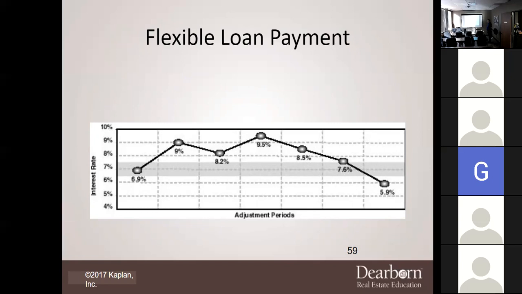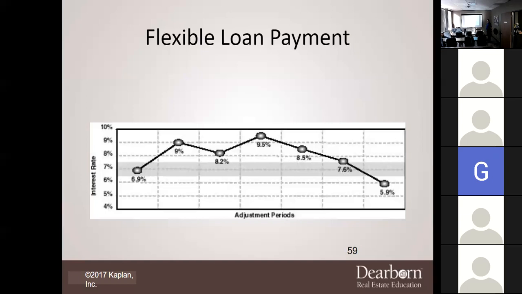Because you are in a flexible payment, your interest rates get to go up and down, up and down. So you never know what your interest rate is going to be. It doesn't change monthly, but it does in certain periods, a certain adjustment period. But what happens is you may pay 6.9%, and then all of a sudden, Mr. Eugene, your deal just went up to 9%. Ooh. Then it dropped to 8.2, and guess what? We then went back to 9.5. Ooh.